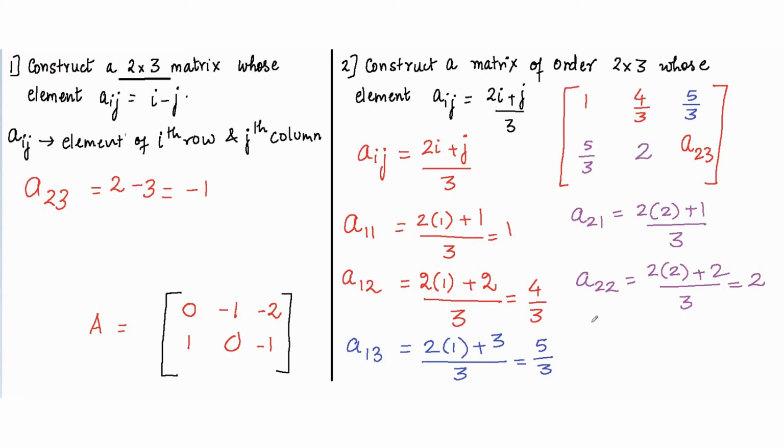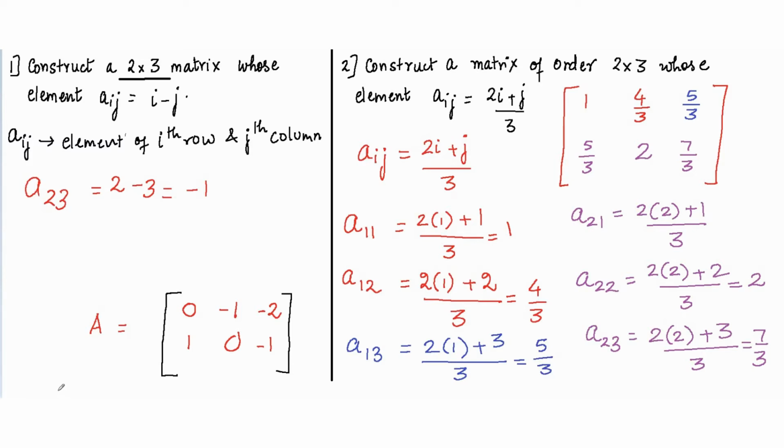This is 2. And now let's find A23, which is going to be 2 times i, that's 2 times 2, plus j is 3, divided by 3. So 4 plus 3 is 7. So this is basically 7 by 3. So I noticed that I was able to find all the elements by substituting the appropriate values for i and j. And that is how I was able to construct this particular matrix. So let me pause for a couple of seconds and then we will continue with our next question.